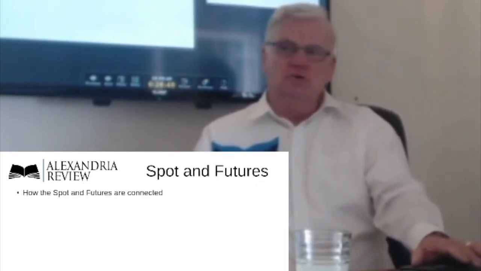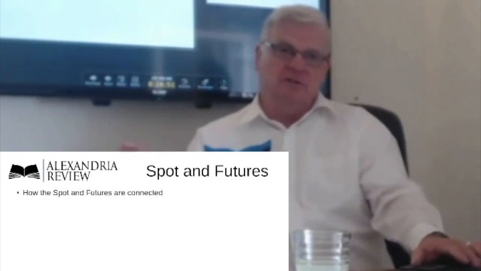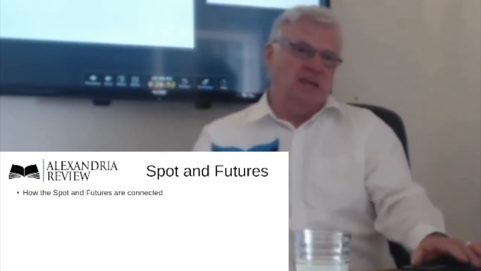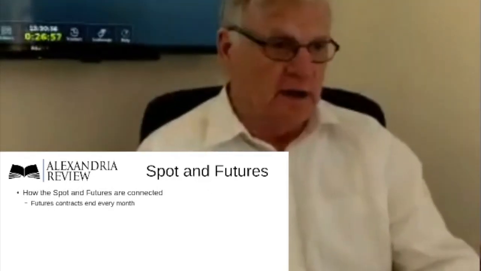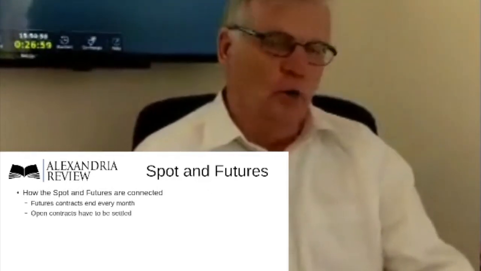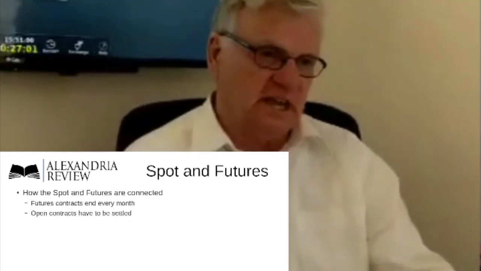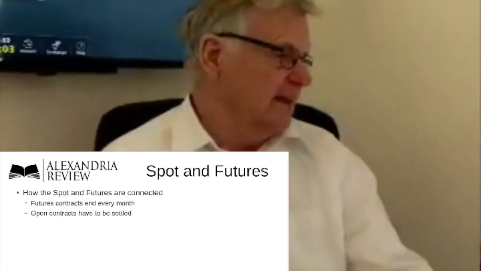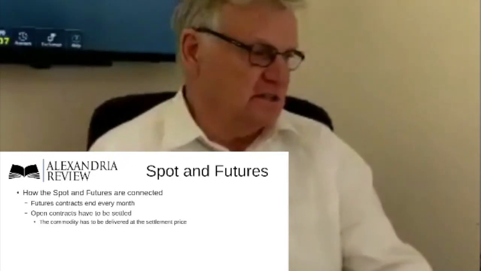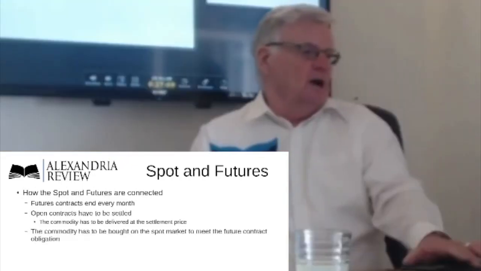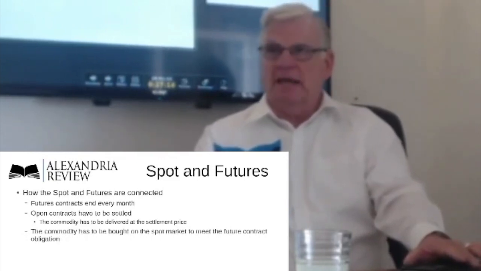How the spot and futures are connected. The future price and the spot price eventually connect at delivery. The futures contracts are once a month. You buy to that particular month, and open contracts must be settled. All the contracts have to be settled at the end of that month. The commodity has to be delivered at the settlement price. The commodity has to be bought on the spot market to meet future contract obligations.